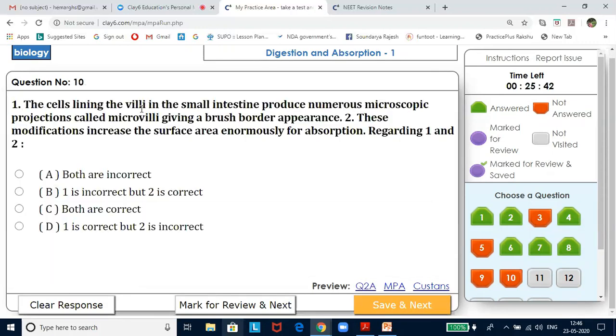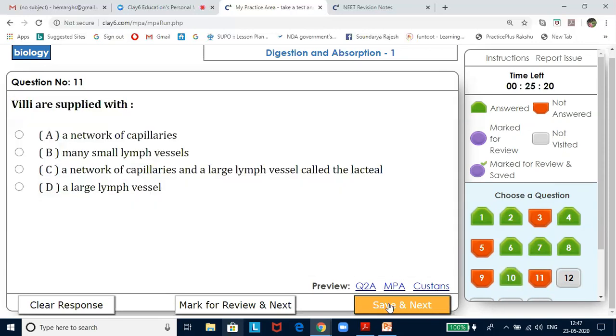The cell lines lining the villi in the small intestine produce numerous microscopic projections called microvilli, giving a brush border appearance. These modifications increase the surface area enormously for absorption. Regarding 1 and 2, now both the statements are correct, so it is C.